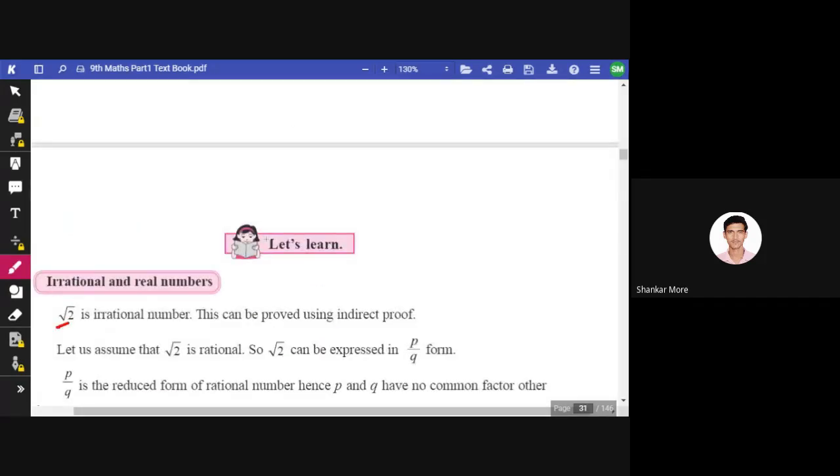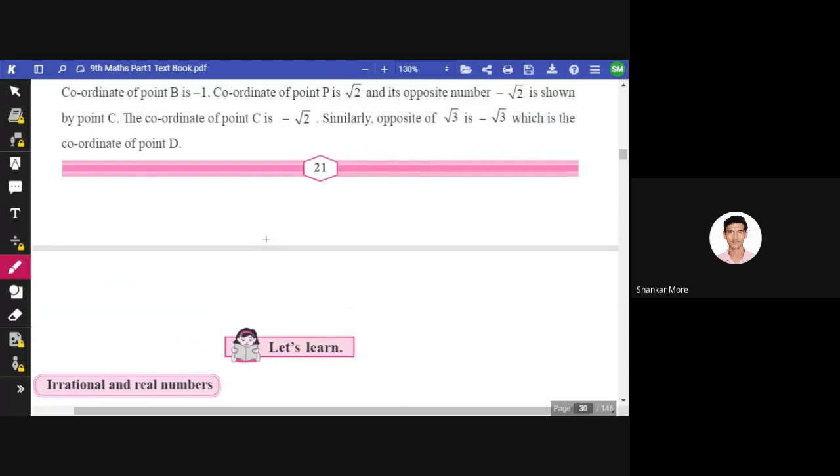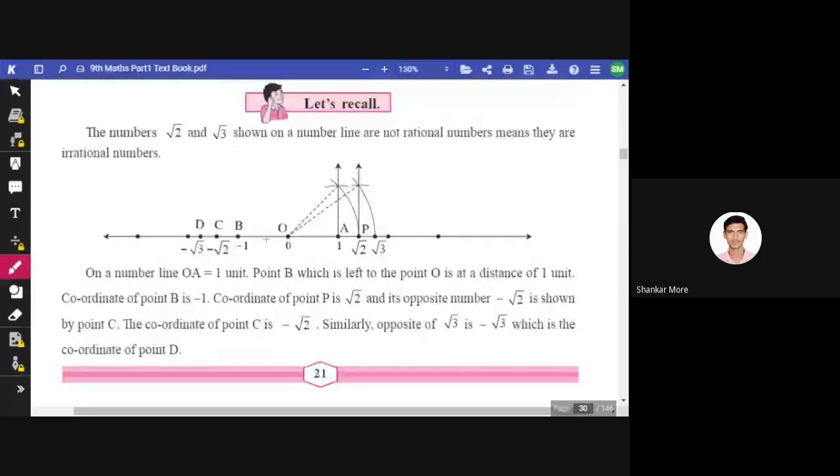All right. So our next topic is irrational and real numbers. Okay, so before that, we are going to revise some of the things. We are going to recall some of the things that we have learned in the last class or in the 8th class and 7th class. So representing square root of 2 and square root of 3 on number line, and these two are not rational numbers, means they are irrational numbers. All right. So how we can represent these two numbers?